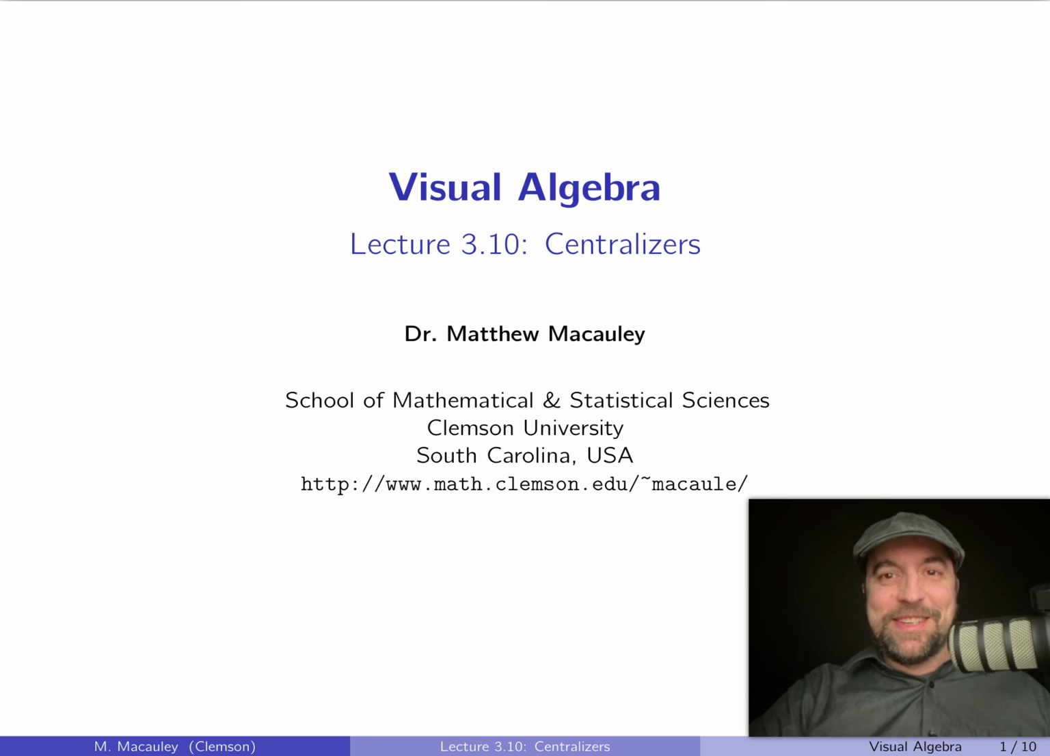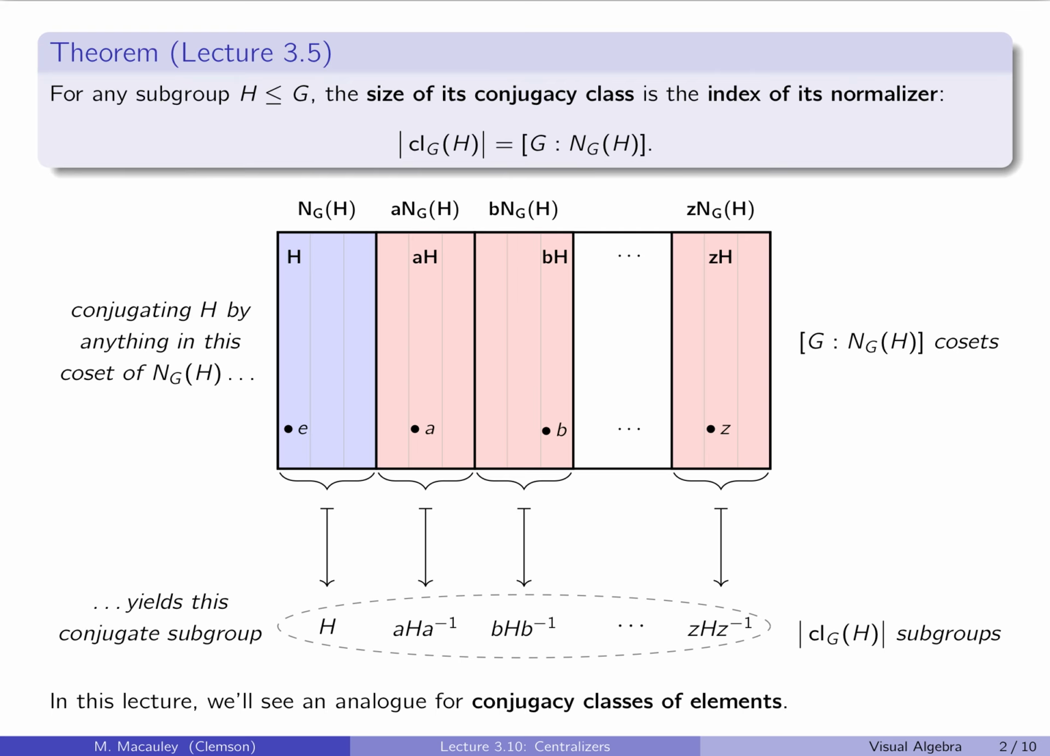Okay, let's get started. Recall back in Lecture 3.5 that we proved the following theorem. For any subgroup H of G, the size of its conjugacy class is the index of its normalizer. And the way to remember this is the size of the conjugacy class is the number of conjugate subgroups of H, and the index of its normalizer is the number of cosets of the normalizer.